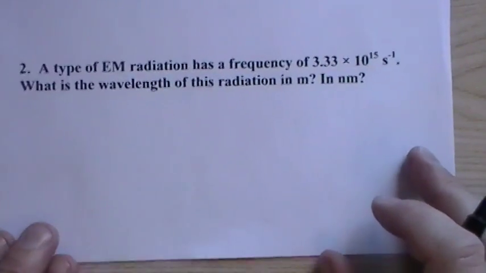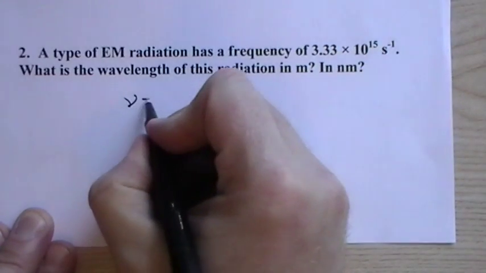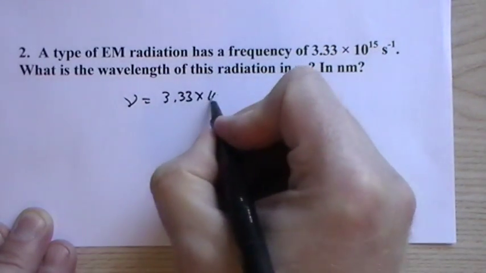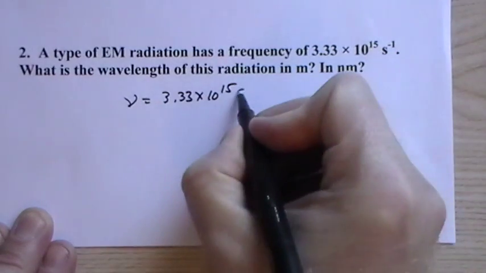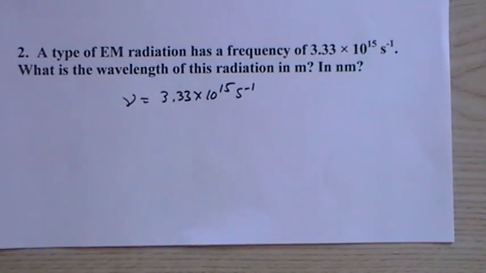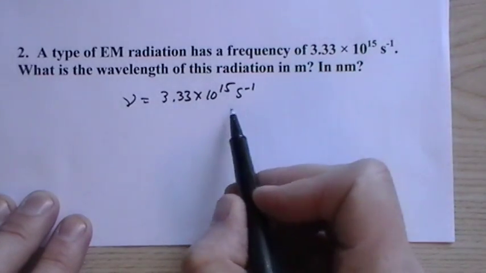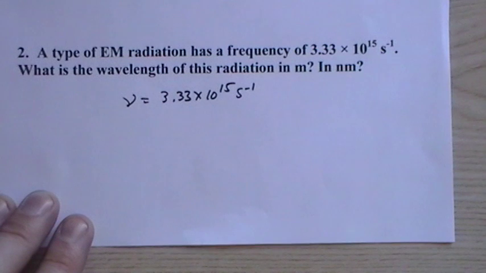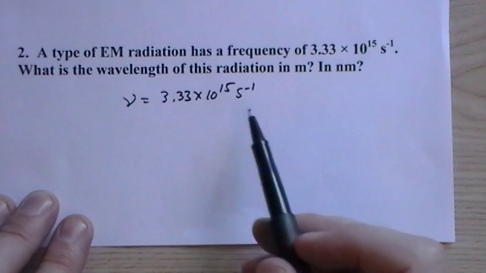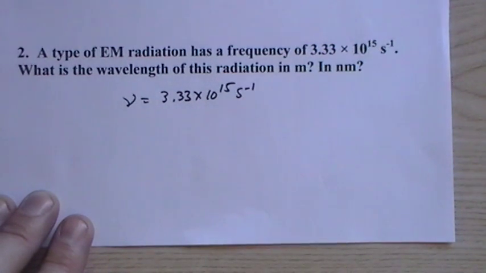Okay, now a type of EM radiation has a frequency of 3.33 times 10 to the 15th. When we have that kind of number, it's minus because it's usually small. But here, frequency is going to be a very large number. So if you do see 10 to the minus 15 hertz, stop and look at it because that's really wild. There's really no limit on frequency or wavelength, but a frequency of 10 to the minus 15th is highly unusual. It's unlikely that anyone has measured that kind of frequency because it'd be so slow.